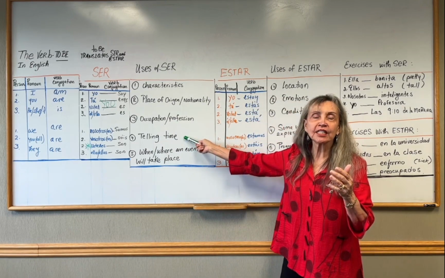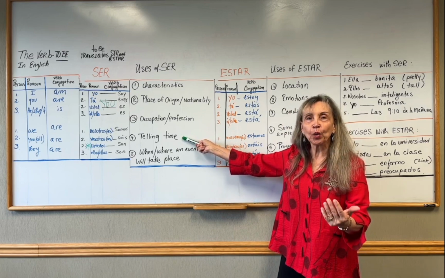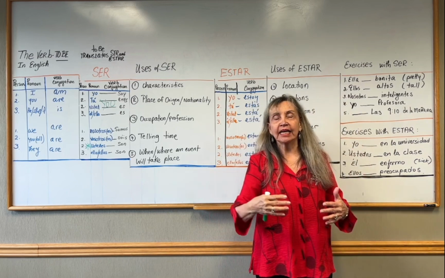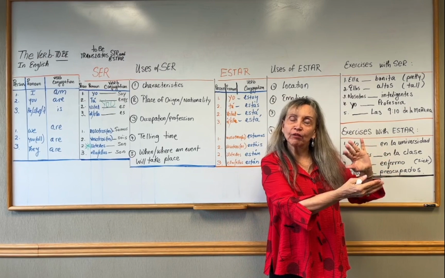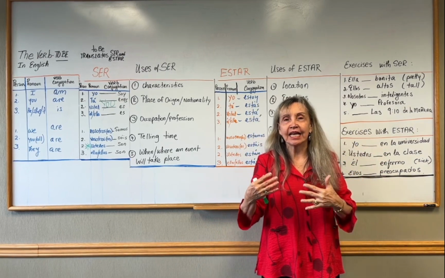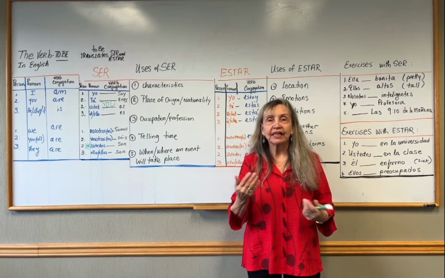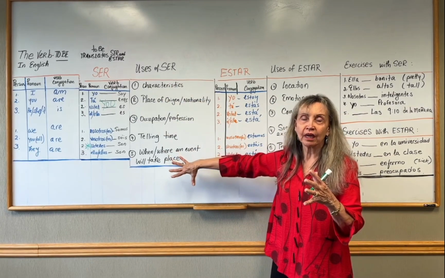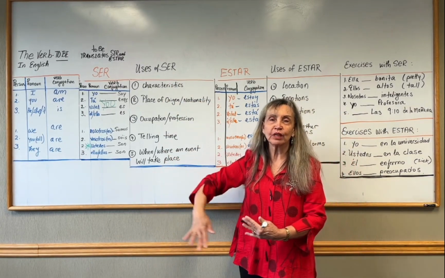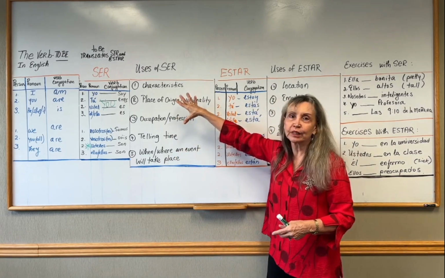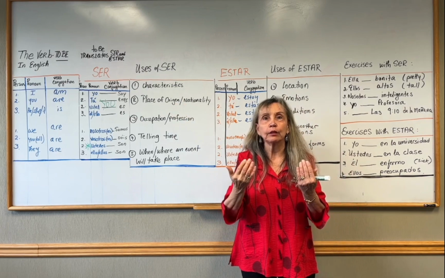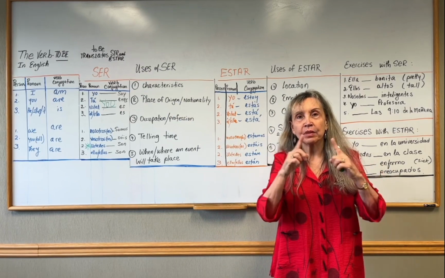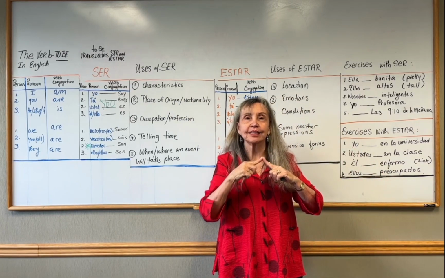Telling time, son las 2:15, es la 1:30, and when, where an event will take place. La conferencia es en el salón de conferencias, la conferencia es en la biblioteca, and so forth and so on. So keep in mind these uses. Are there more uses of ser? Of course, because languages are rich, but this is a good example about learning that you have to be careful when you are using ser and when you are using estar, both being translated as to be.